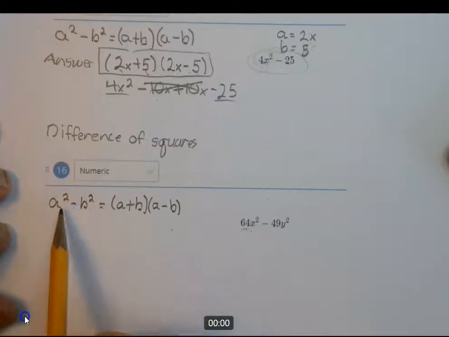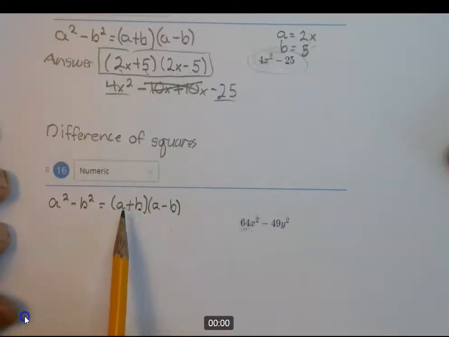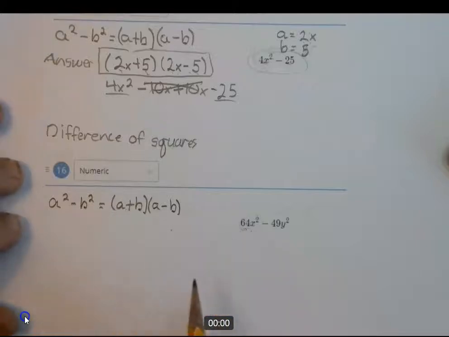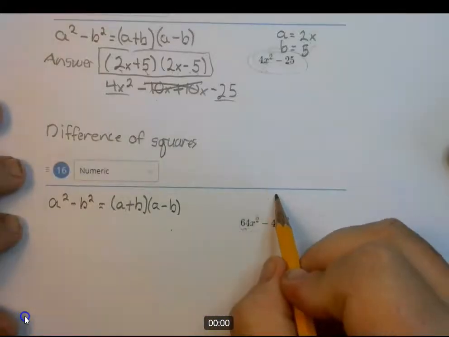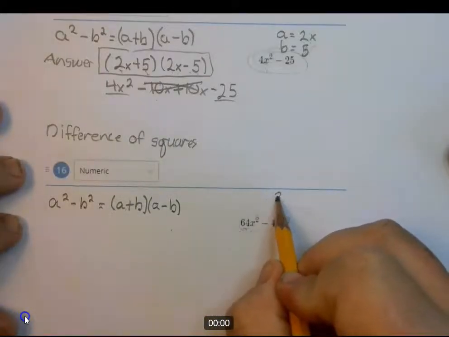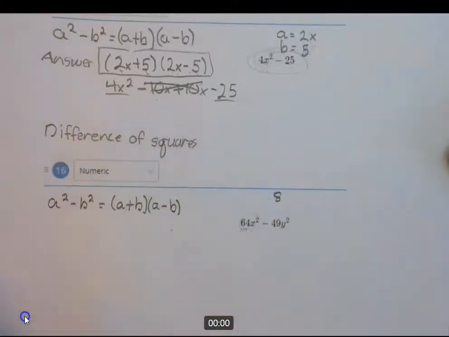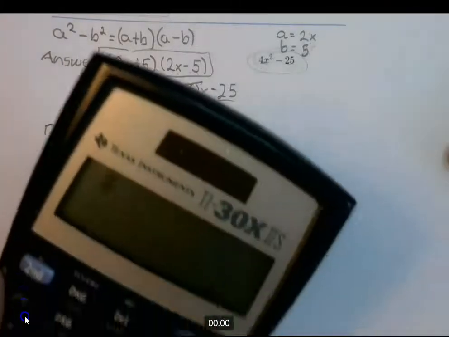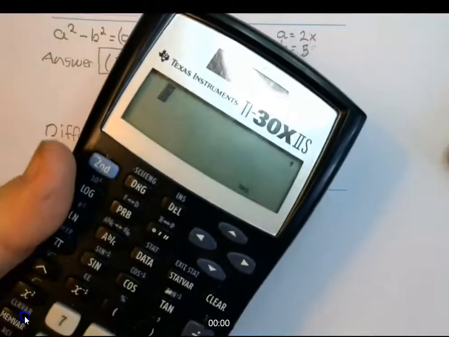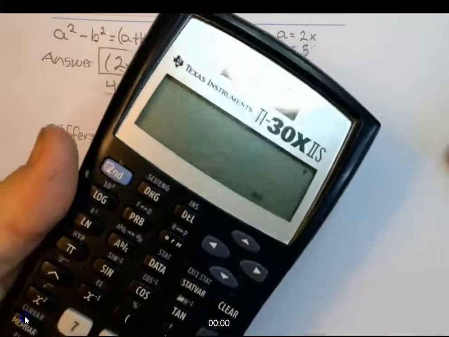Okay, so this a squared is 64x squared, but to use this, we need to know what a is. That means we need to know what the square root of 64x squared is. So the square root of 64 is 8. And I'll show you how to do that on the standard classroom calculator, although I don't think most of you have this. It's a TI-30.